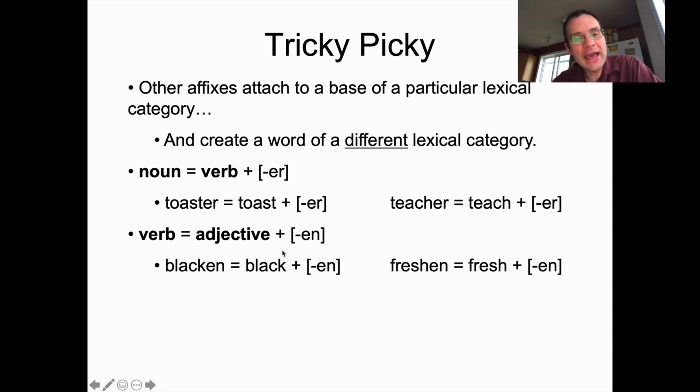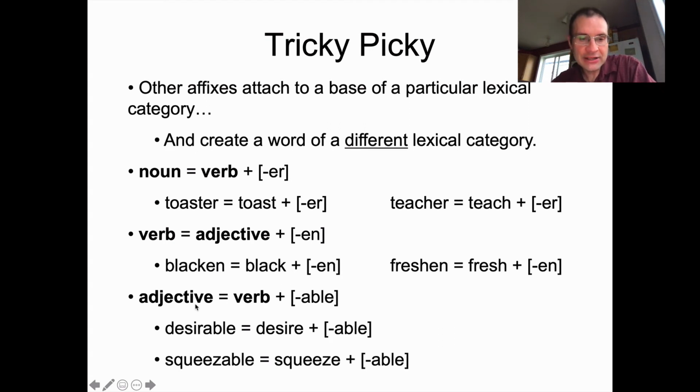You can create a verb by adding the suffix en to an adjective. So we saw this before with blacken. Black is an adjective, add en to it, you get blacken, or freshen, adding en to fresh. There's not a whole lot of words like this, but there are enough to make the rule hopefully clear. You could add able to a verb to get an adjective. You can add able to desire to get desirable. So desire is a verb, something you want. Something which is desirable is something you want. It's a property of a thing that you would like to have. Squeeze, squeezable, and so on and so forth. You're taking a verb, creating an adjective out of it.